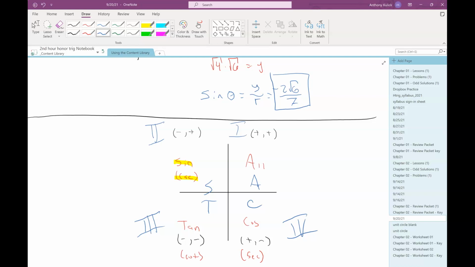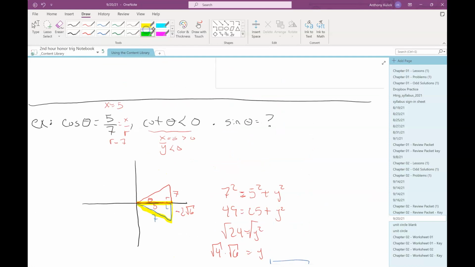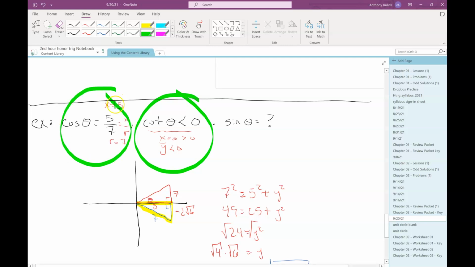Everybody happy? And again, all that we did here at the end was just a shortcut to answer this question of figuring out what quadrant things are in, right? Here, cosine is positive in 1 and 4. Cotangent is negative in 2 and 4. So the one that we need is quadrant 4.